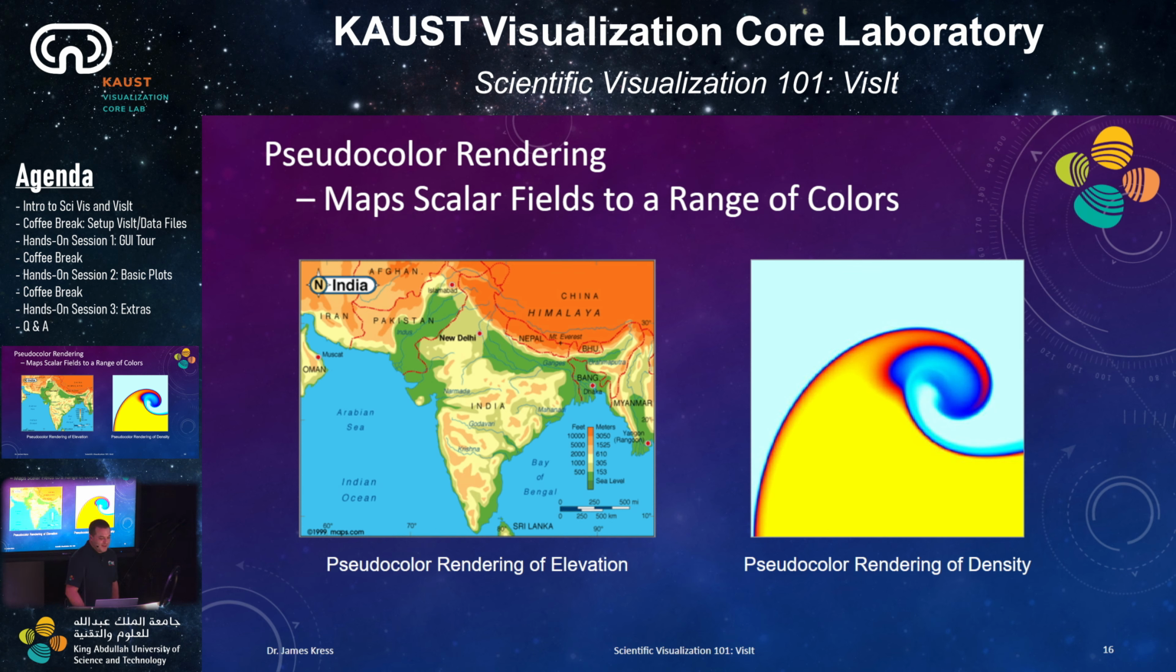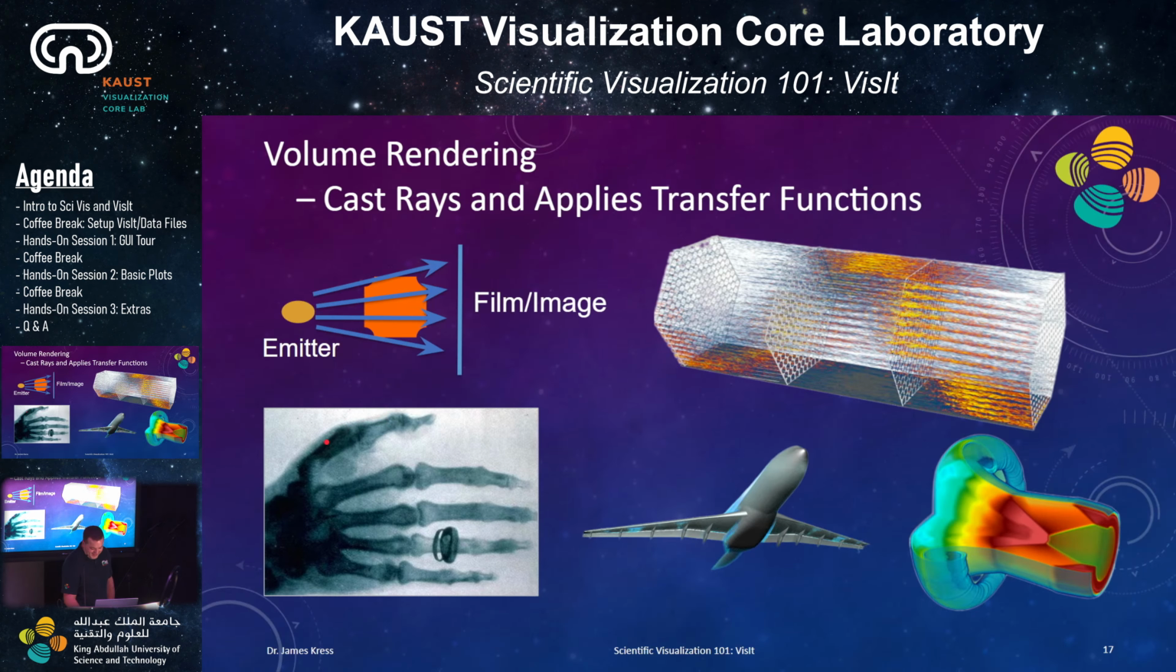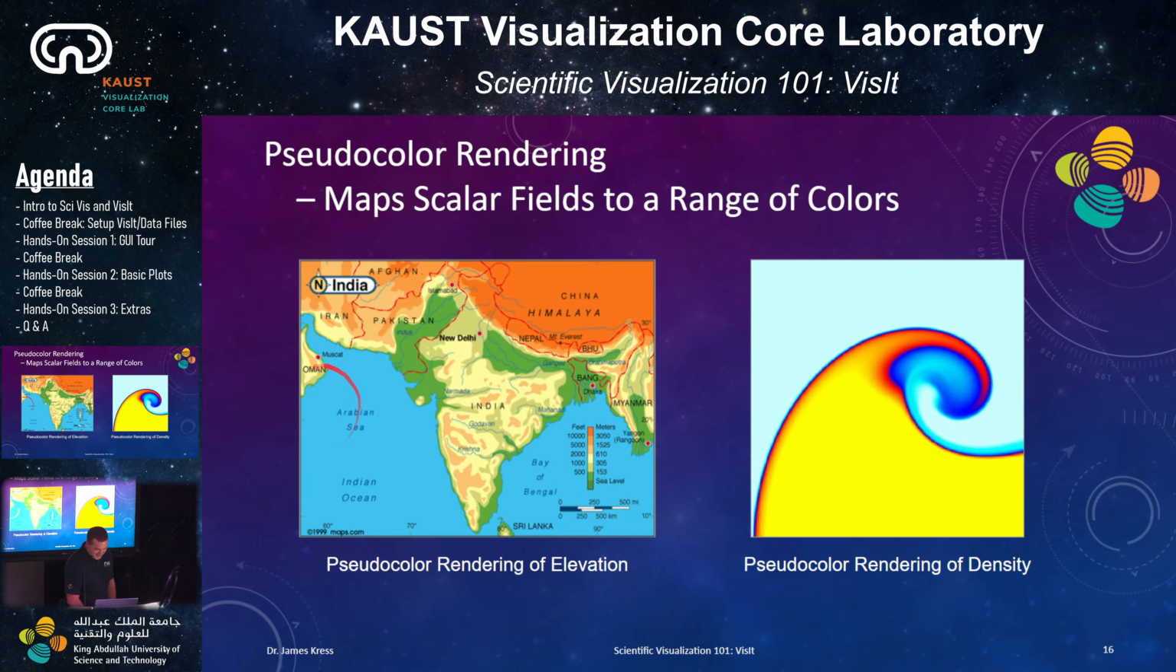And so this is just mapping a scalar field to a range of colors. Here's a couple of different examples. You have an elevation plot here. So this is just a pseudocolor rendering of elevation. It's just mapping color to an elevation and then overlaying that on your data. So that's what a pseudocolor rendering is going to be.